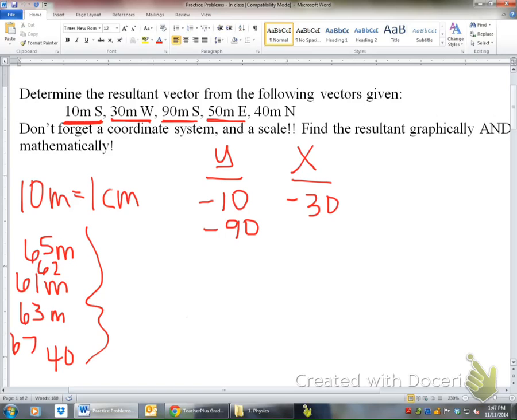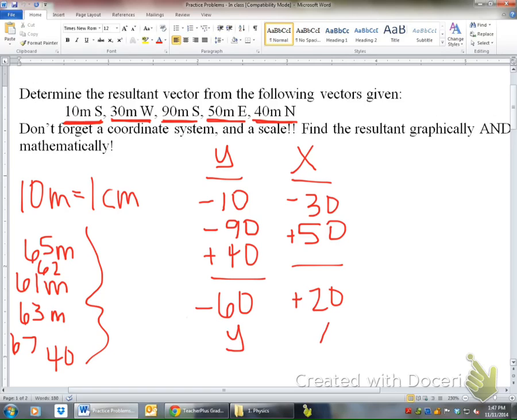What about our 50 meters east? Horizontal, and it's positive. What about this last one over here? Positive, vertical. Very good. So what we did is we broke these vectors down into components, and now we're going to find our resultant vector. So this is going to come up to be positive 60. Oh, I'm sorry, negative 60. And this will become positive 20. So this is our y component, and this is our x component of our resultant vector.